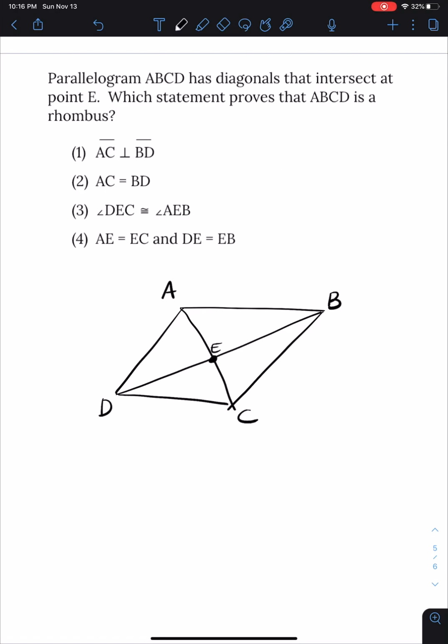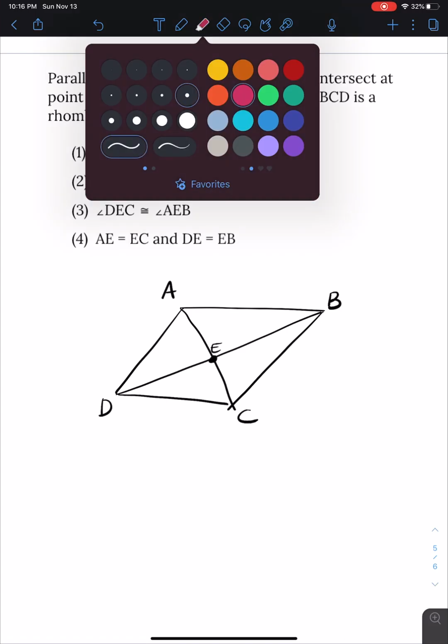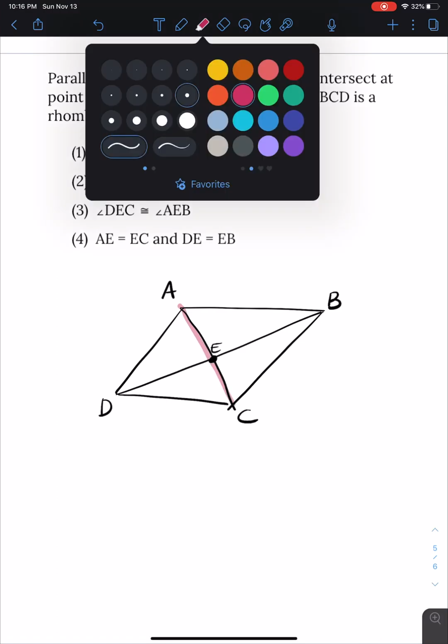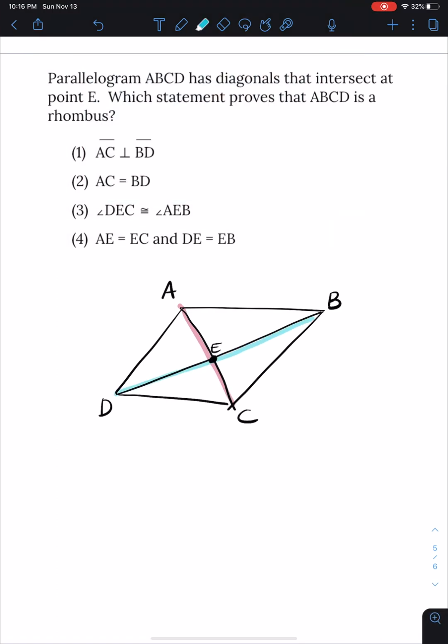So now we're looking for a statement that is specifically true of a rhombus. So let's go through each option. So line segment AC is perpendicular to line segment BD. So we want line segment AC to be perpendicular to line segment BD. And what this is then saying is that the diagonals are perpendicular. And this is what would make it a rhombus. This is specifically a property of a rhombus. So our correct answer choice is number 1.